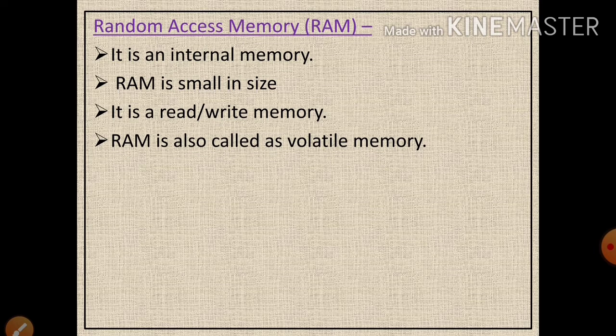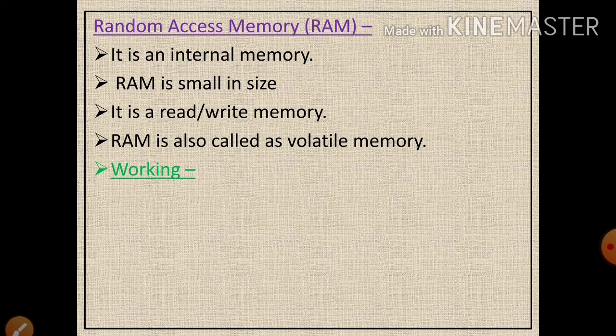RAM is also called volatile memory. Now what is meant by volatile memory? Volatile memory is a memory in which data stored will be lost when we switch off the computer, or if there is a power failure in between. So it is recommended that whenever we are working on a computer system, we should keep on saving our data, or before we switch off our computer, we should save whatever work we have done.